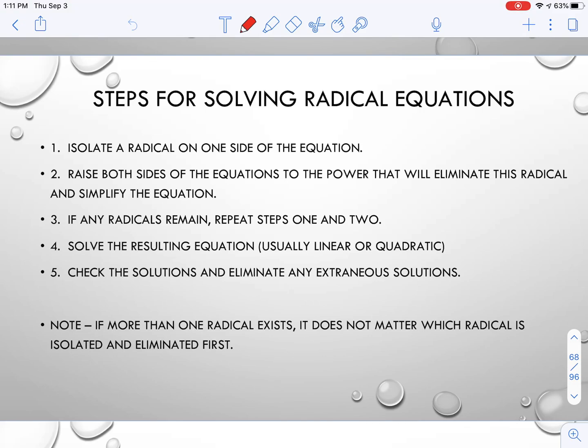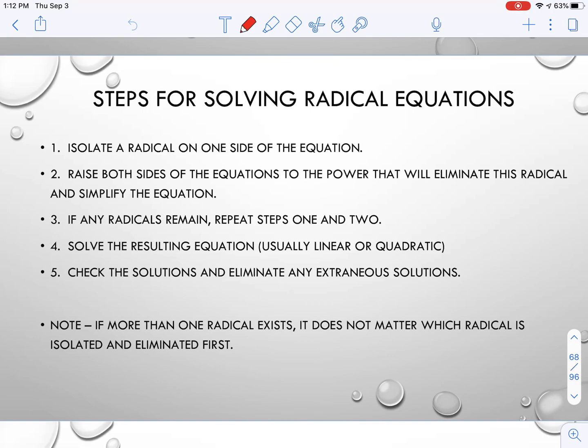If there are any radicals that still remain, you're going to repeat steps 1 and 2 over and over until you have canceled out all of the radicals. Then once you've canceled all the radicals, you're going to solve whatever's left over. Typically it's going to be a linear or a quadratic equation for what we're looking at here. If they start getting to the point where they're higher degree polynomials that are left over, it's probably something we're going to solve with a graphing utility or computer algebra software to begin with. And last but not least, we want to check our solutions and eliminate any extraneous solutions.